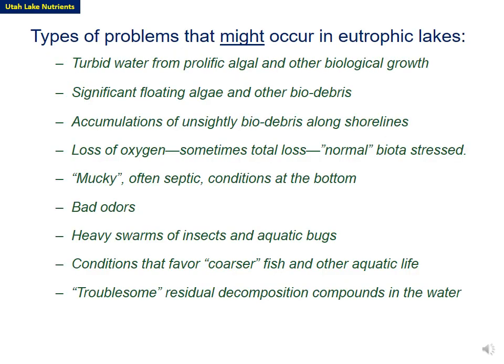So here are some of the problems that can be frequent in eutrophic lakes. First of all, you have a reduction in the visibility due to the plant growth. You can have significant floating algae and other biodebris on the surface, and that can build up along the shoreline. You obviously have the decomposition of this debris, which causes a loss of oxygen and sometimes dead zones in the water itself. This decomposition can lead to bad odors and lots of insects and aquatic bugs which are feeding on that.